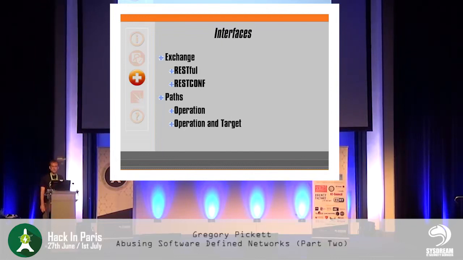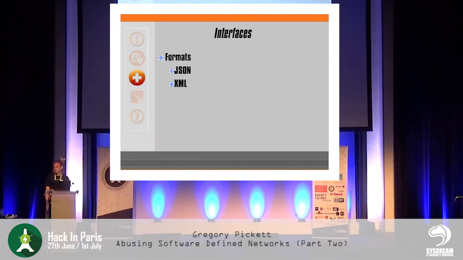Paths really is just what receives the message, and we deal with two types of paths. An operation path, which basically says I want to carry out this operation, and then some combine the two and say, this is the operation, and this is my target. And of course, formats, which is just how the data is organized. There's a lot of familiarity here if you're dealing with HTTP-based communication: JSON, XML.